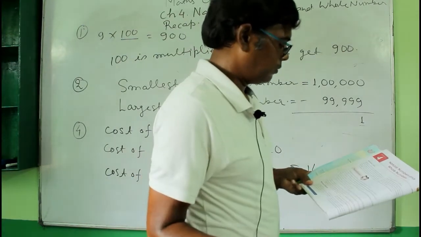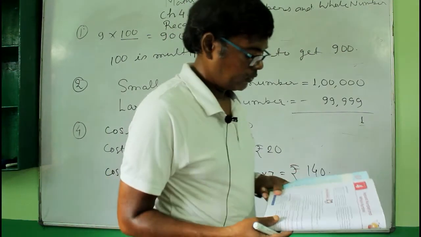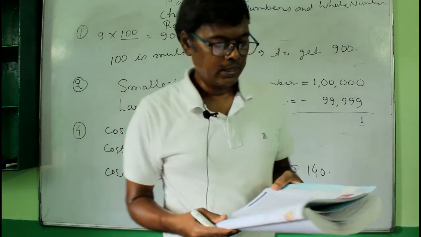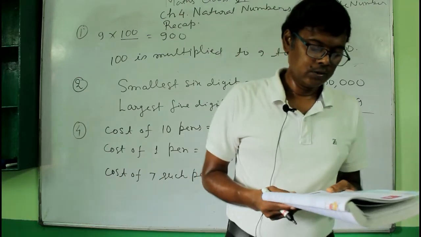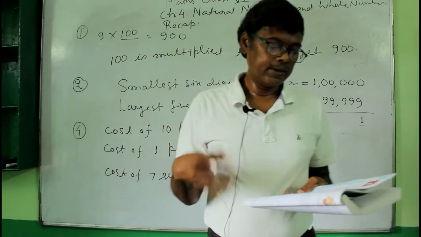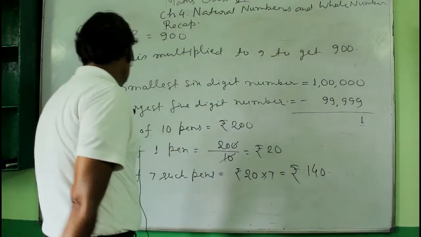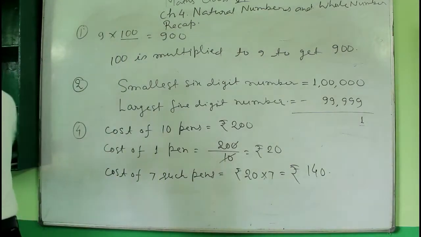And now question number 7. On dividing 400 by 16, what will be the remainder? So first divide this number, then you will get the remainder.